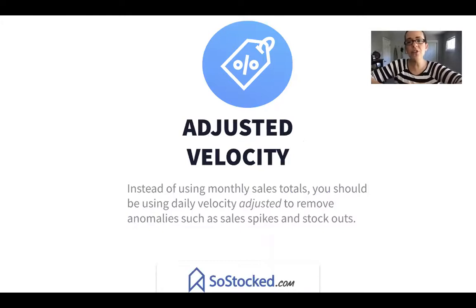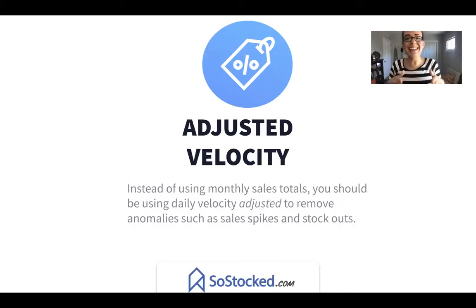This is the first thing that we like to talk about. Adjusted velocity: every time you're looking at your sales numbers and trying to figure out how much to order, you should be looking at sales velocity, right? Not total number of sales, because if you look at total number of sales, you miss the sales spikes, you miss the stock outs. So you want to take an average for a specific period of time.